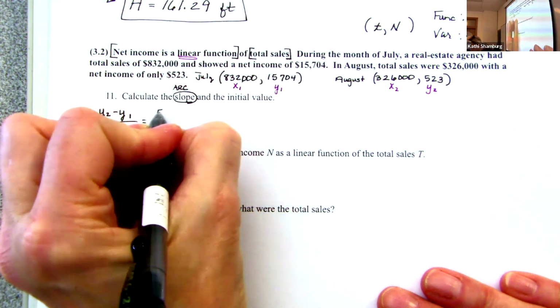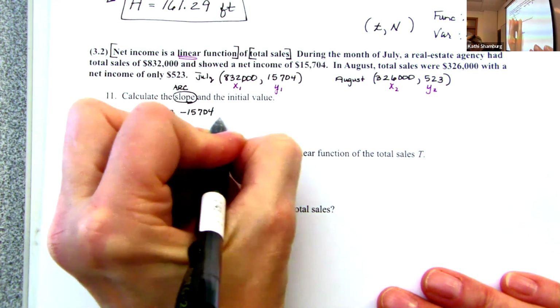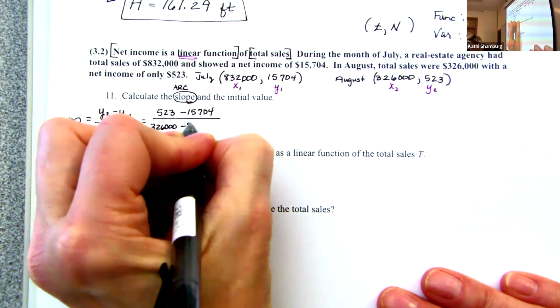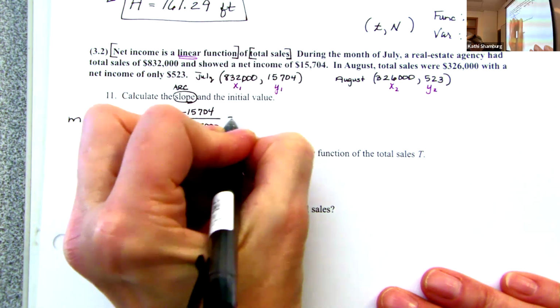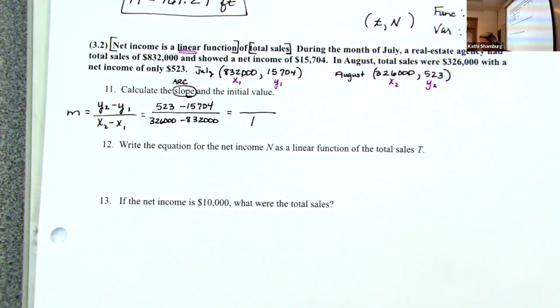So we've got 523 minus 15,704 over 326,000 minus 832,000. And this is going to give me something over 1. I'm going to let you guys calculate it and tell me. Did they get it? 0.03.